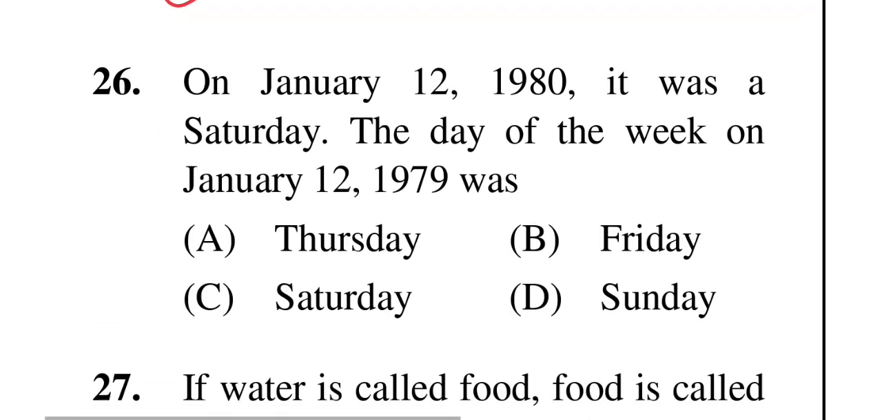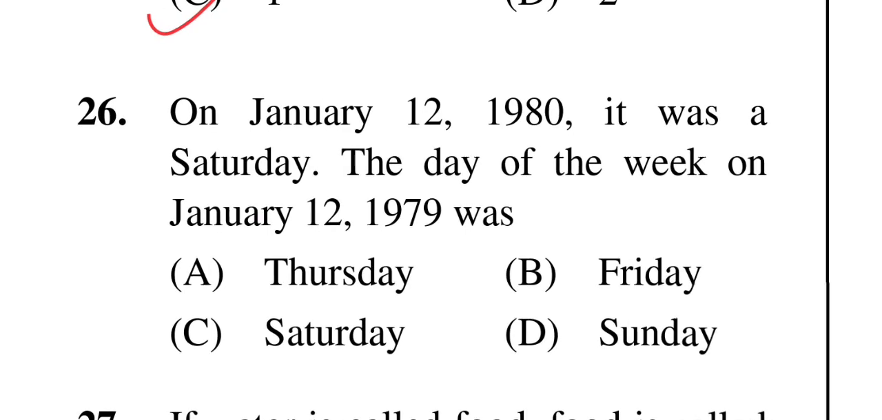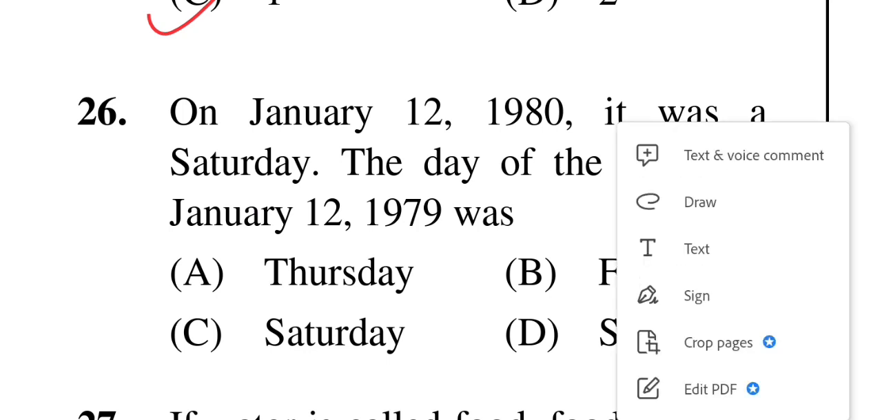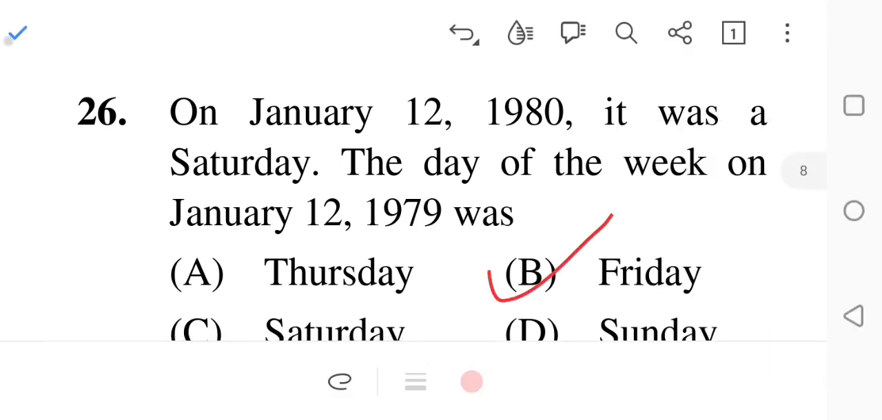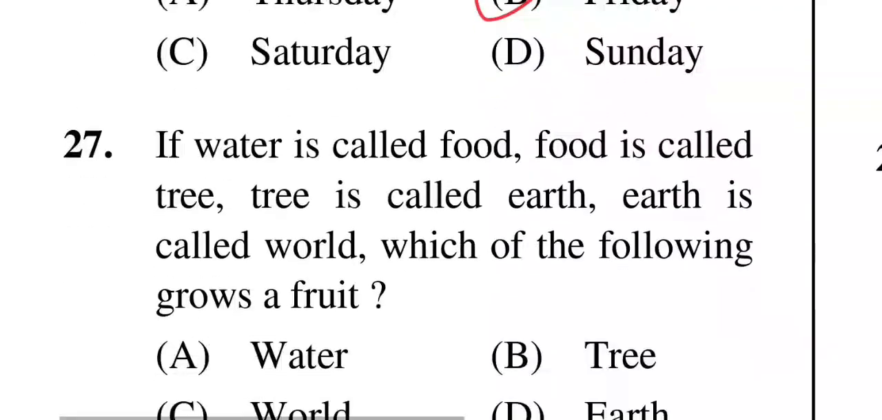Do it. Number 26. On January 12, 1980, it was a Saturday. So these kinds of questions are often repeated. The day of the week on January 12, 1979 was what? Thursday, Friday, Saturday, Sunday. So on January 12, 1980, it was a Saturday. The day of the week on January 12, 1979 was B, Friday. It was Friday that day. How? Do it, solve it, then only you will be able to do it.